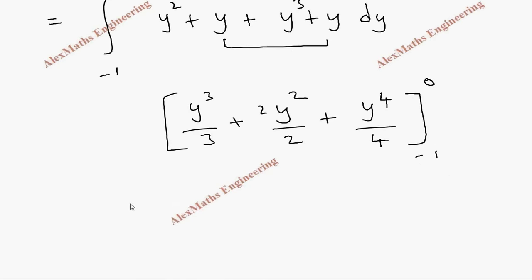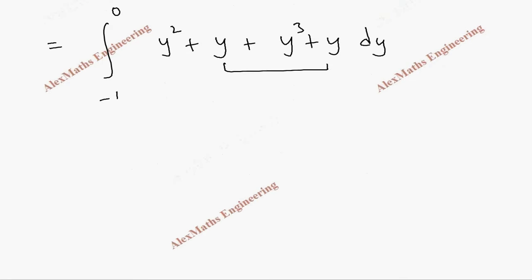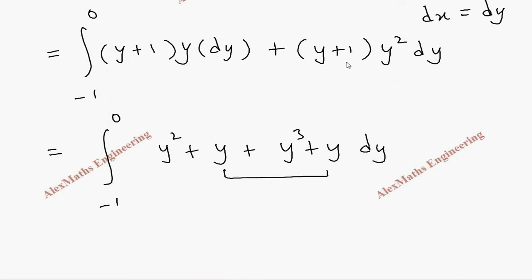When we apply the upper limit, everything is 0. When we apply the lower limit, it is -1/3, and this becomes +1 and +1/4. Sorry, a small correction. The last term is y². So we cannot combine these two. Instead, we can combine the y² term alone.